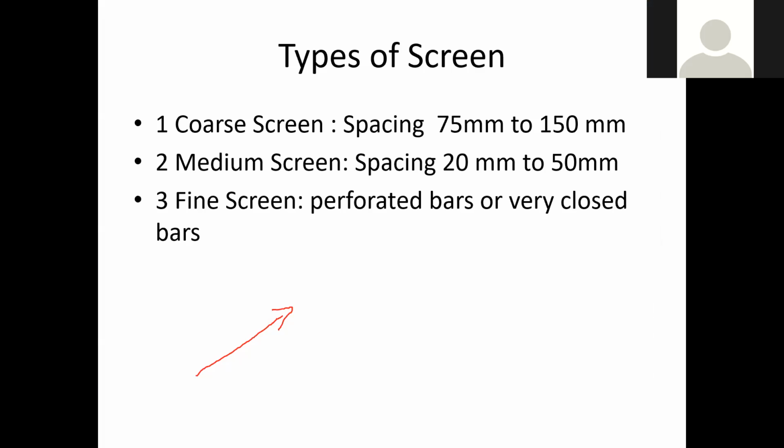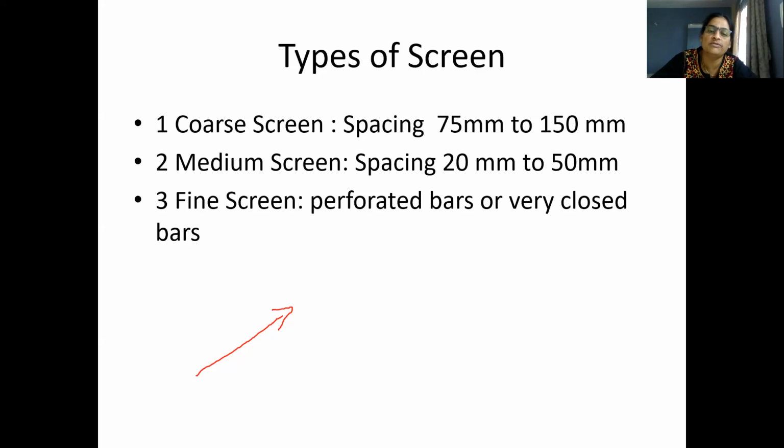Now, technically, we will see the types of screens. There are three main types of screens. The first type is known as the coarse screen. The second one is known as the medium screen. And the third one is the fine screen. How are these categorized? These are categorized by keeping in mind the spacing between two bars.